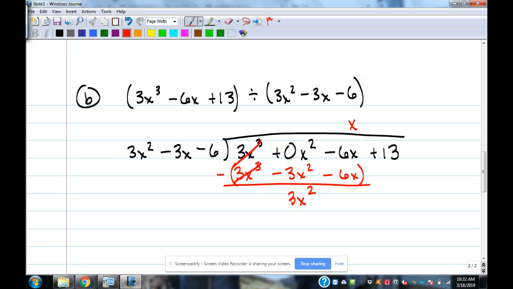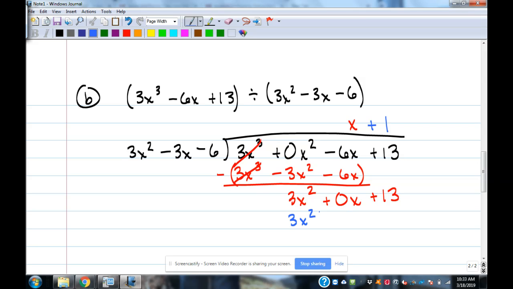Negative 6x minus negative 6x, 0x, so I'm just going to put a plus 0x. And then I'm going to bring down the 13, because there was something left. As Austin said earlier, there was something left to bring down. Okay. What times 3x squared gets me 3x squared? 1. So I'm going to put a plus 1 up here, because it's positive 1 that gets us a 3x squared.